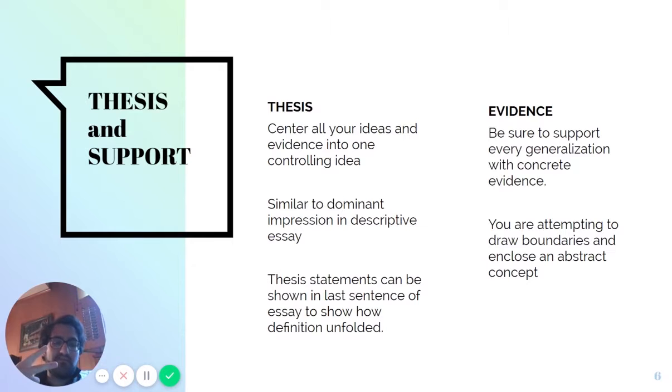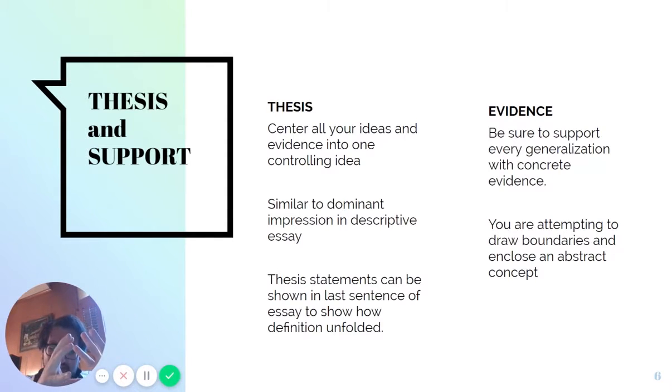So two things to keep in mind for evidence. Every generalization has to have concrete evidence, an actual example that's concrete about that general statement. And remember that you're always trying to draw that boundary, enclose an abstract concept. It's not hard to define something that exists in the physical world, but it is really hard to define an abstract concept like love, philosophy, the ideal college experience. So you're trying to draw a boundary.